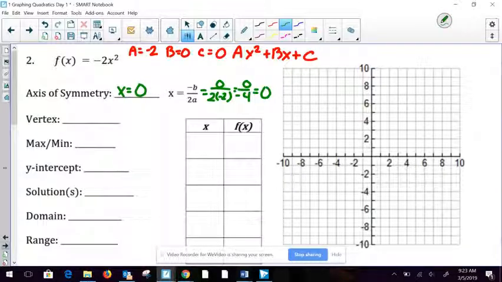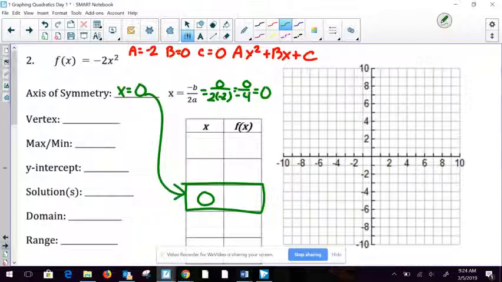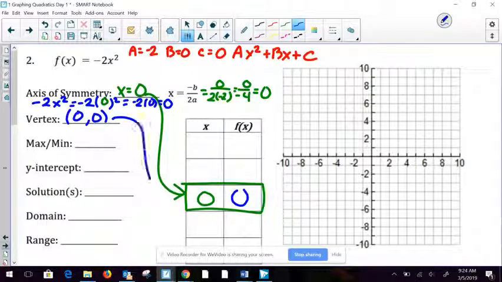And where does that point go? You're right. It is my middle point, my special point. So now that I have that, remember you put it right down here. Now that I have that, I'm going to substitute 0 into my equation. So that is where I started. So -2 times, well, what is x? X is 0 squared. So what is 0 squared? Right, it's 0. So -2 times 0 is just 0. So my vertex again is 0, 0. And again, that's my vertex. That goes right there in the center of my table.